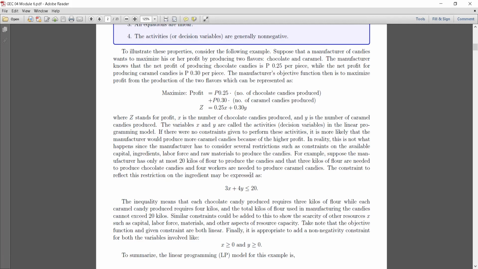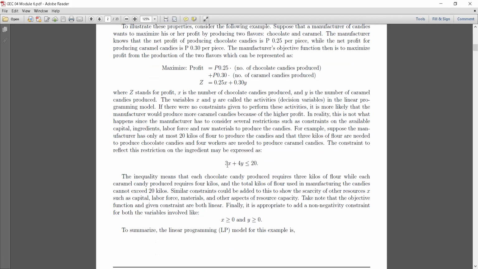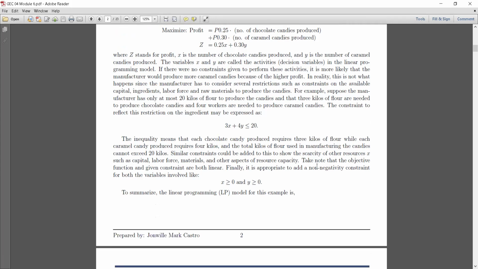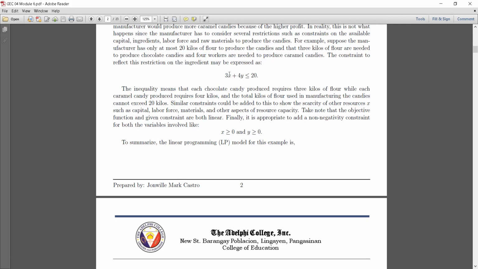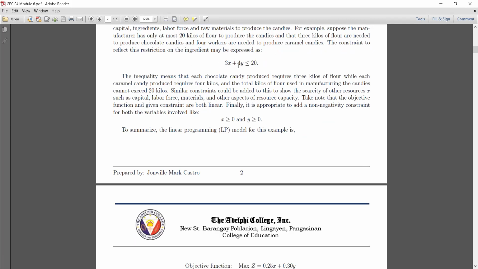Tapos, sa paggawa ng chocolate candies, 3 kilos. Tapos, sa paggawa ng caramel candies, meron kang 4. Okay? So, ang mangyayari, hindi ka pwedeng lumampas sa 20 kilos kasi yun lang yung meron ka. So, the inequality means that each chocolate candy produced requires 3 kilos of flour, while each caramel candy produced requires 4 kilos. And the total kilos of flour used in manufacturing the candies cannot exceed 20 kilos. Okay? So, yan yung isang constraint natin.